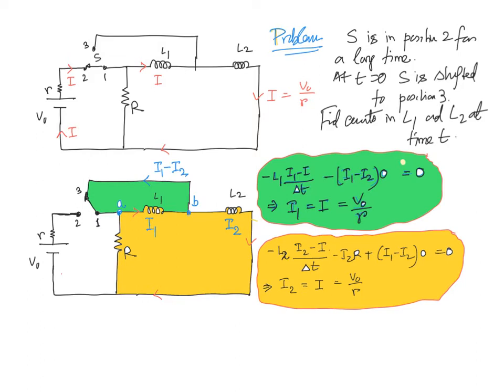Okay, so first you refer to this diagram here. See, the current is flowing through this line. At steady state, the inductors will behave like conducting wires. So through this resistor there is no current. So what is the current through this line? I is equal to V0 by R.